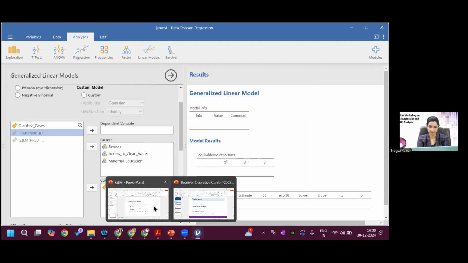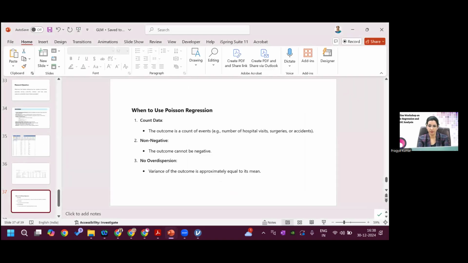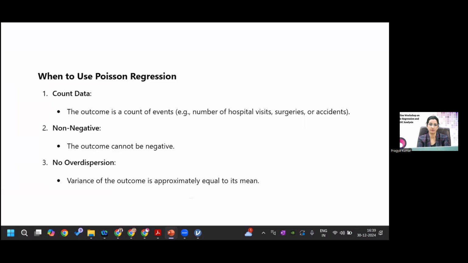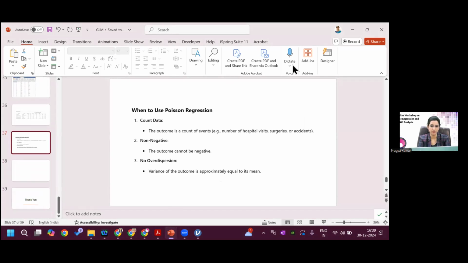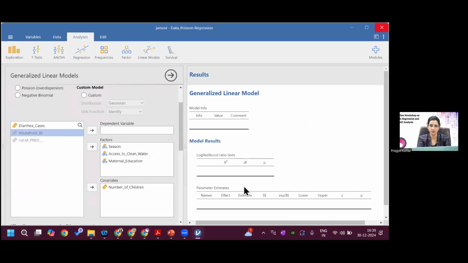So basically, when do we use this Poisson regression? Whenever there is count data, we use this, whenever the number is non-negative. Non-negative means it cannot be less than zero. I'm not discussing this at length, but these are the two important prerequisites for using Poisson regression.